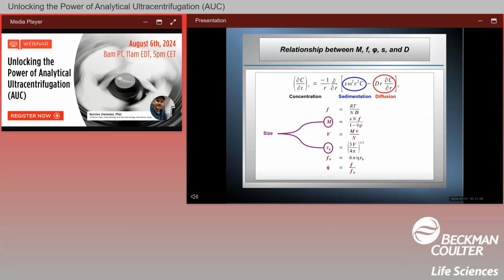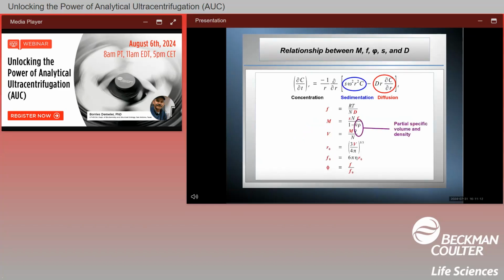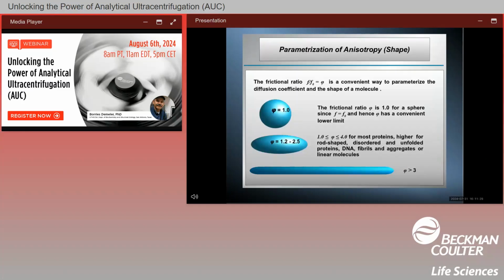We can get size information, the molar mass and the hydrodynamic radius. We can then also get the anisotropy of the particle, and we can also have access to the density or the partial specific volume by designing special experiments that will then give us distributions for the density of the molecules in the mixture. So to better understand what anisotropy is, we parameterize our frictional ratio, phi, the diffusion coefficient and the shape of the molecule.